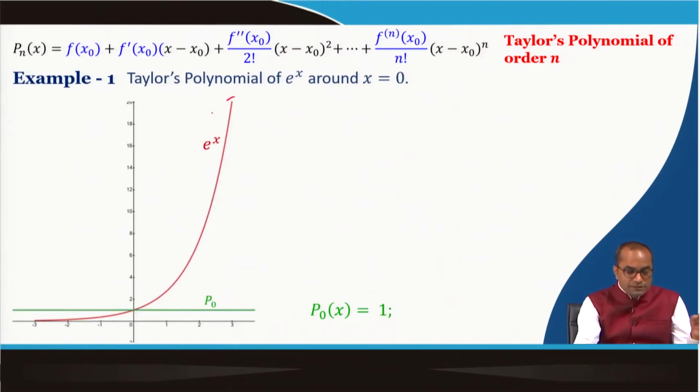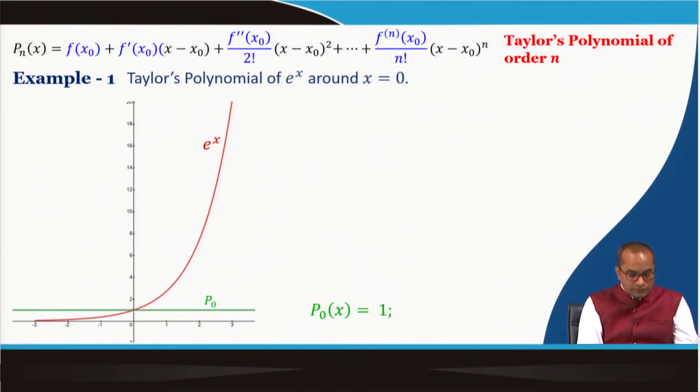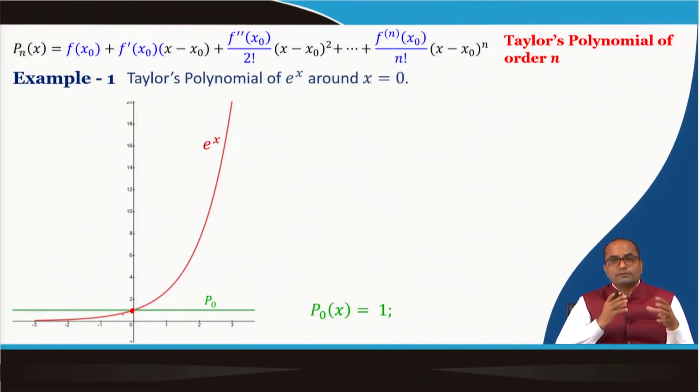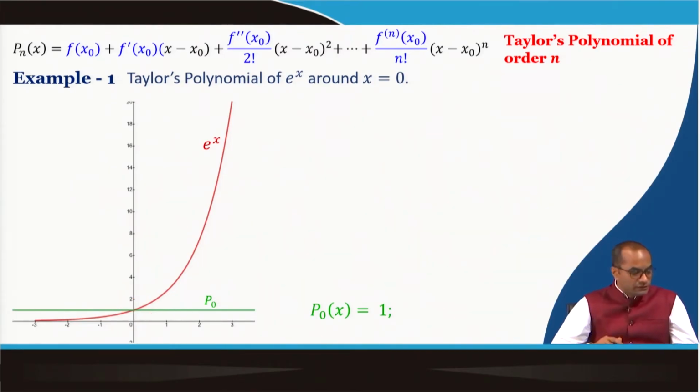So if we are talking about the zeroth order polynomial, this is just 1, a constant value. Here in the graph you see the plot of e power x, and this is the P naught. So what do we see? Of course the value at x naught, which is 0 there, should match. So that is what we see here, that they are crossing each other. But this approximation, if we are trying to relate this Taylor's polynomial to the exponential function, is a very bad approximation. Other than this point, we don't see any closeness between the two.